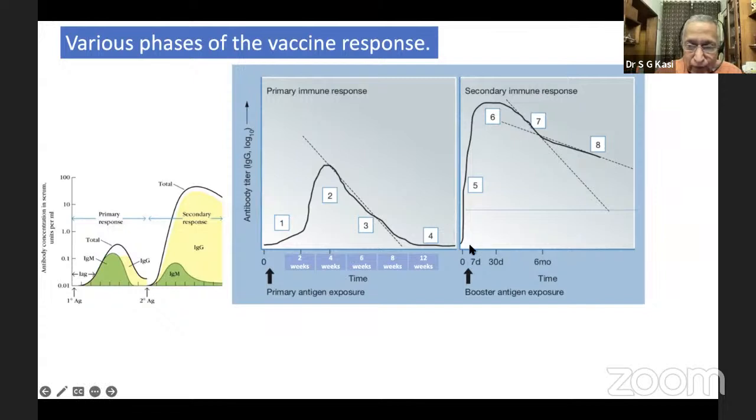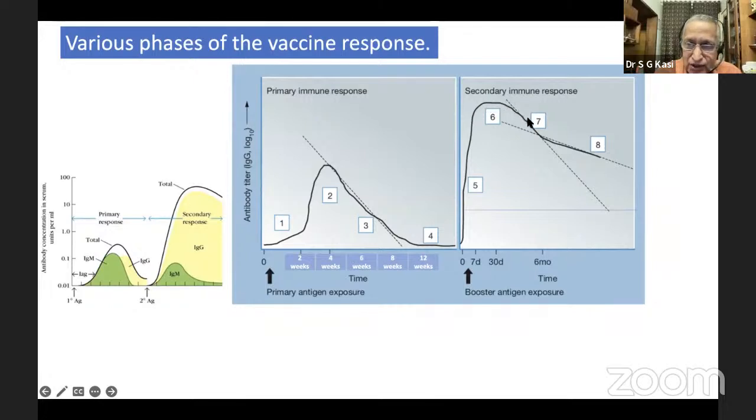Now, when a booster is given, as I said, this extra follicular reaction, germinal center reaction is not there. You get a very, very feeble IgM response, but you get a rapid rise in specific IgG antibodies.